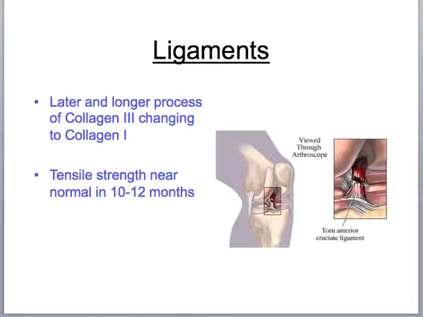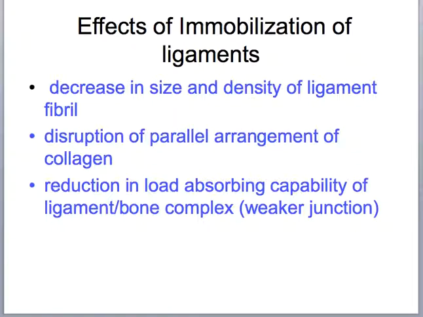The effects of immobilization of a ligament. So in our example of our ACL, if we keep that knee immobilized where it can't move very much or at all, what takes place? We have a decrease in the size and the density of ligament fibrils. There's a disruption of the parallel arrangements of collagen.